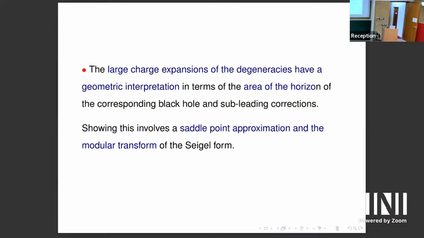Questions. You computed the hair modes in the type 2B frame. Has it been computed in other frames? No, only that. Okay.